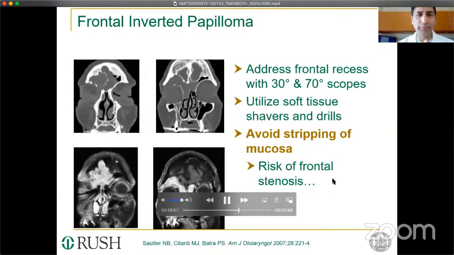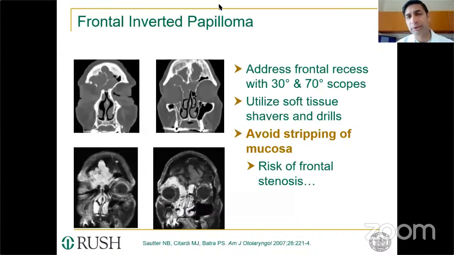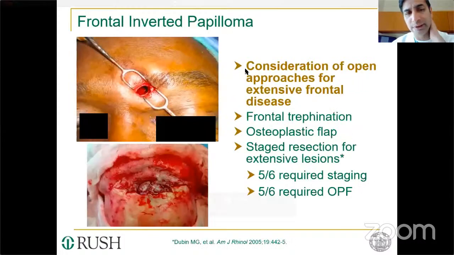And frontal can also be very challenging. Obviously, here you're having to use angled scopes, dealing with the complexity of the frontal recess, having to use angled shavers and drills. But again, here we're often aggressively stripping tissue and bone, and then we have to try to prevent frontal stenosis. So there are a lot of competing goals in doing tumor surgery in the frontal region, and all of that can add to the surgical complexity in these cases.